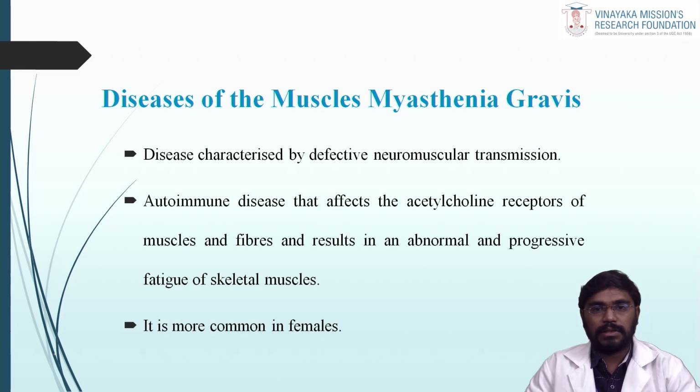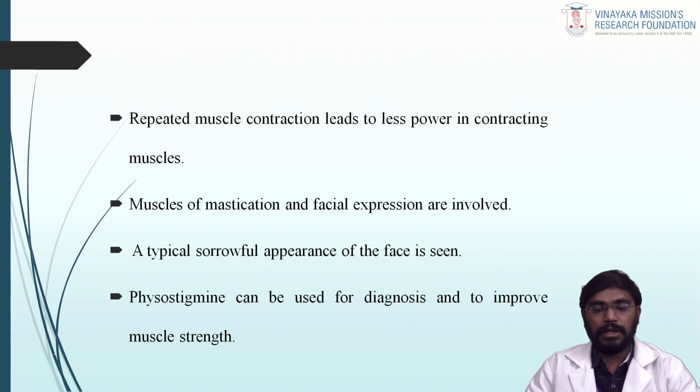First and foremost is myasthenia gravis. It is the most common disease of the muscles. The disease is characterized by defective neuromuscular transmission, an autoimmune disease that affects the acetylcholine receptors of muscle fibers and results in abnormal and progressive fatigue of skeletal muscles. It is most common in females. Repeated muscle contraction leads to less power in contracting muscles. Muscles of mastication and facial expression are involved. A typical sorrowful appearance of the face is seen. Physostigmine can be used for diagnosis and to improve muscle strength.